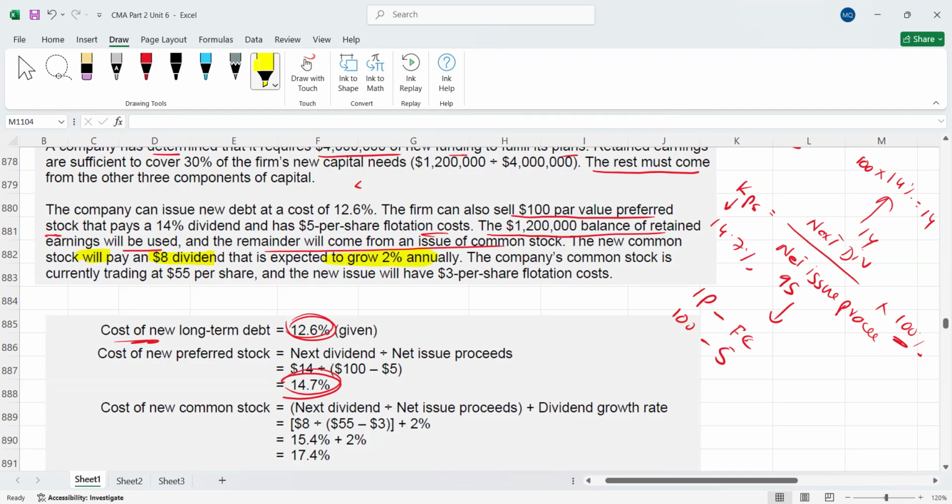The company's common stock currently trading at $55 per share. So it means this is the market value, and the new issue will have $3 per share flotation cost. And now if you will check this data, we don't have specifically issue cost, issue price we don't have. It means we can assume the stocks are being issued at market value because market value is given. Now how you will calculate cost of common stock? So I'm just writing that formula now.